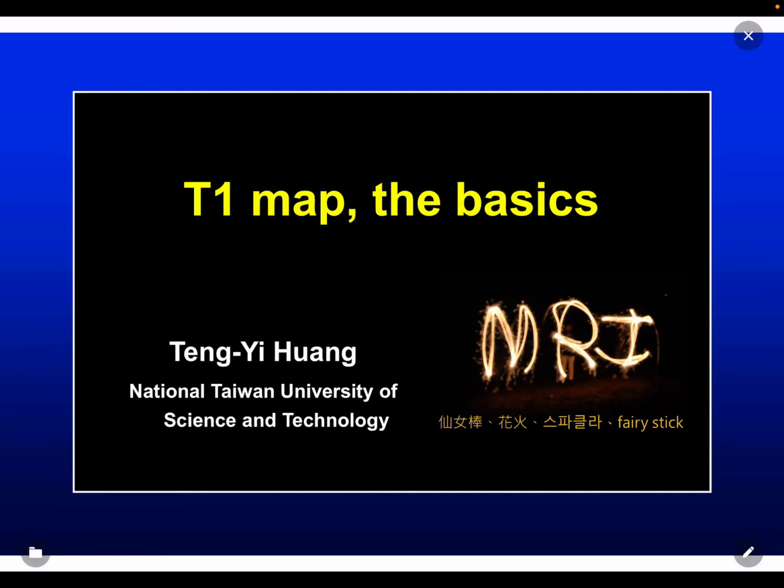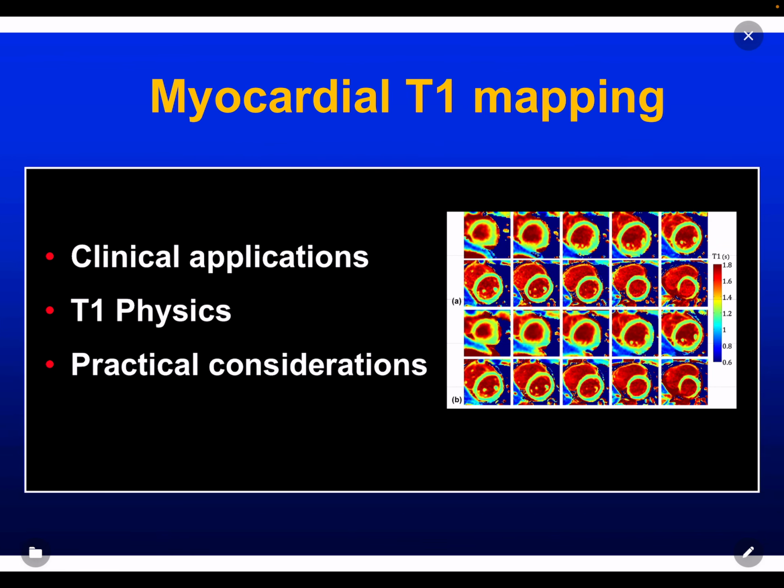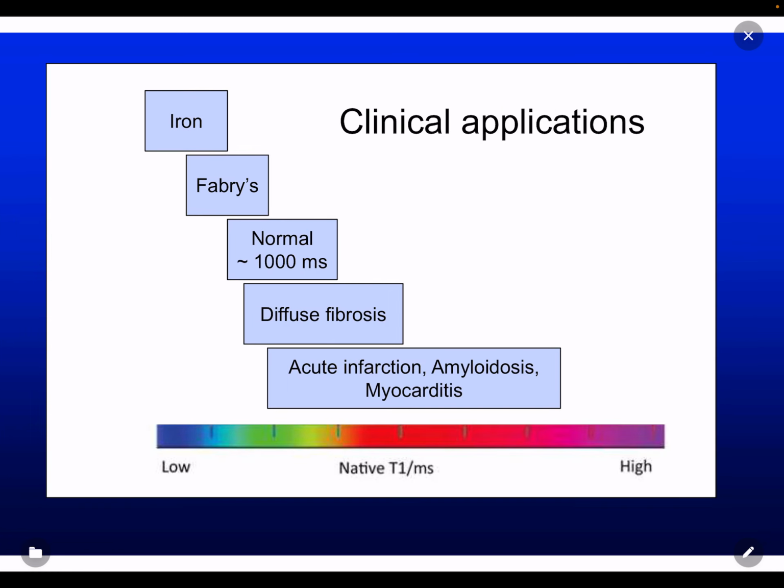Good afternoon. Today I am going to talk about myocardial T1 mapping, including clinical applications, T1 physics, and the practical considerations. In clinical applications, we have iron overload and fibrosis disease, which have low T1 values. And we also have diffuse fibrosis and acute infarction, which have high T1 values.